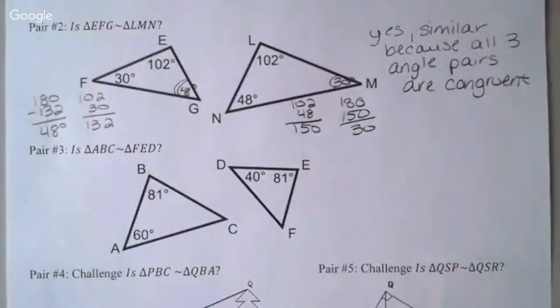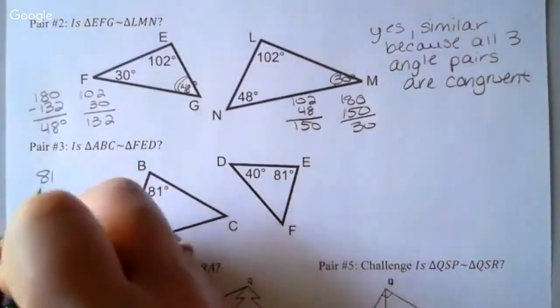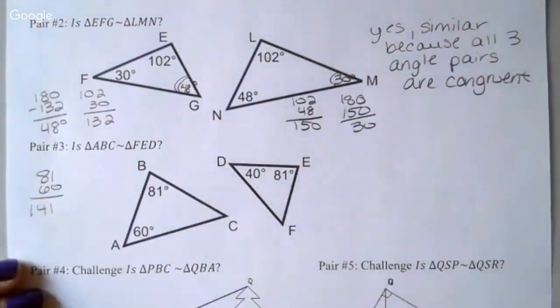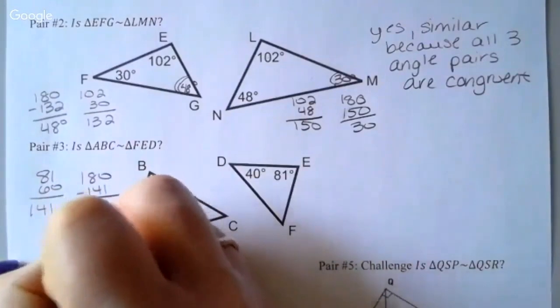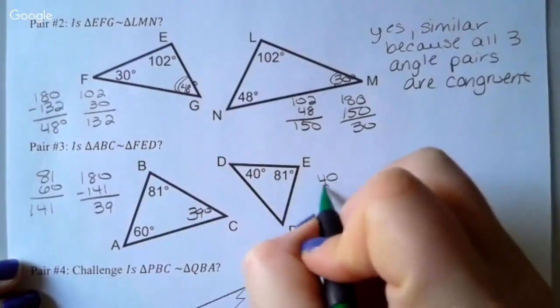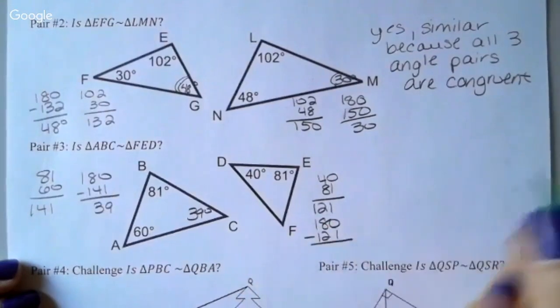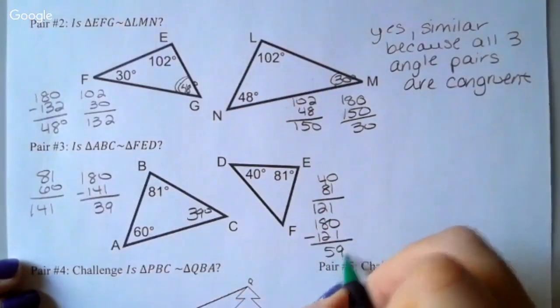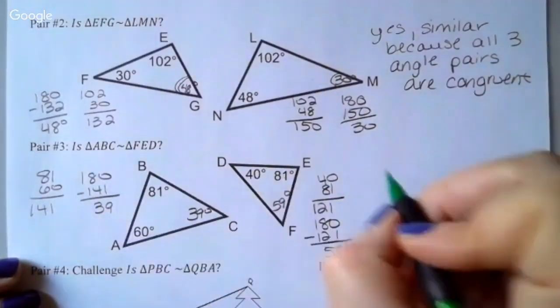Okay, pair number 3, is triangle ABC similar to triangle FED? So again, I'm going to have to find out some extra angles to see what's going on over here. So 81 and 60 is going to give me 141. So then if I do 180, subtract 141, I get 39. So this one's 39 degrees. And over here, I've got 40 and 81, which would give me 121. And if I take that away from 180, I end up with 59 degrees. So looking at that, I only have one pair that's the same, the 81. So these are not similar.